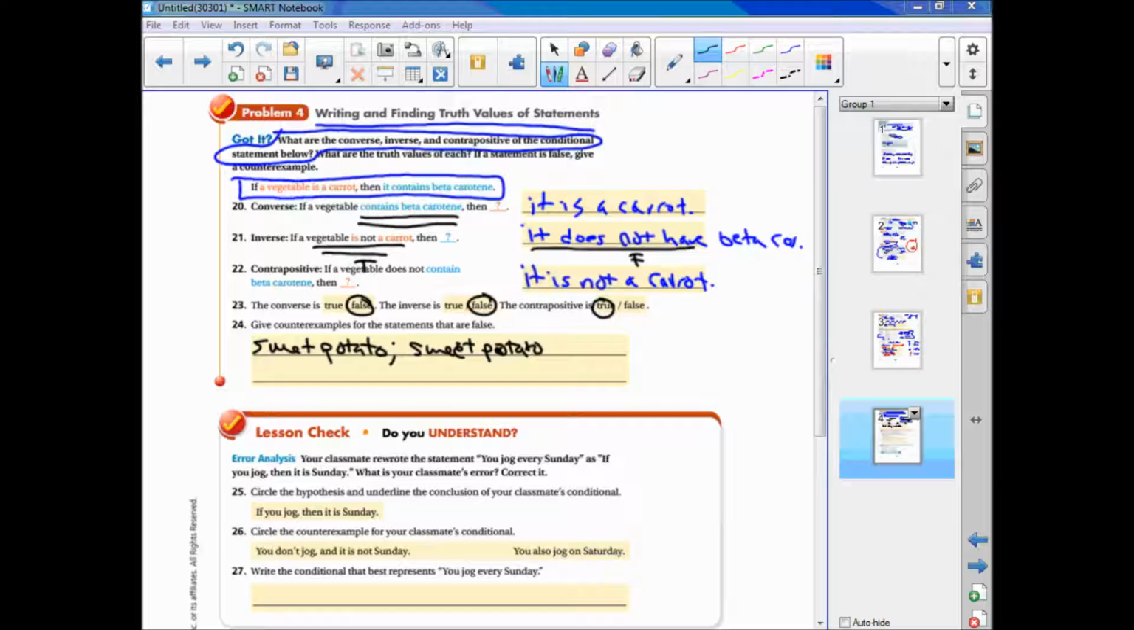Okay, and you'll find in most cases the conditional and the converse share the same truth value, and the inverse and contrapositive share the same truth value. And sometimes all four of them share the same truth value. And then sometimes there's one that's messed up. So usually it's like two and two, or all four are the same.